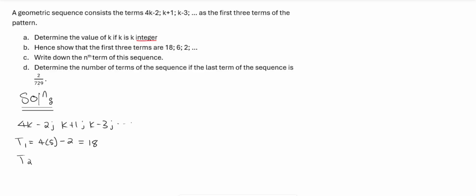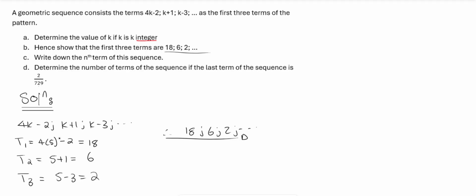Then we're going to say term number 2 is going to be equal to 5 plus 1, and that's going to give us our second term of 6. And then for the third term, it's going to be 5 minus 3, which gives us 2. Then we have to represent it in the form that they have asked us to do. So therefore this is going to be 18, 6, and 2 as our final answer. But you are going to be marked for these ones.